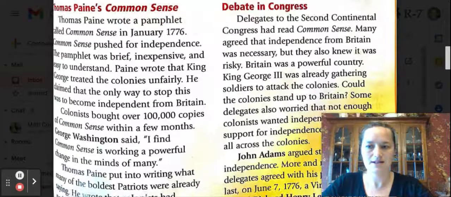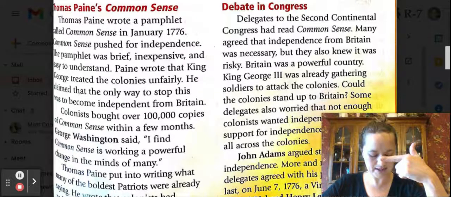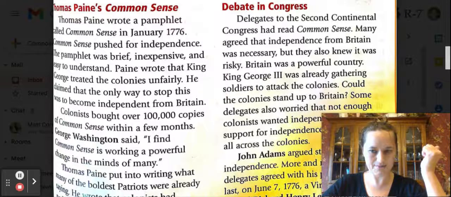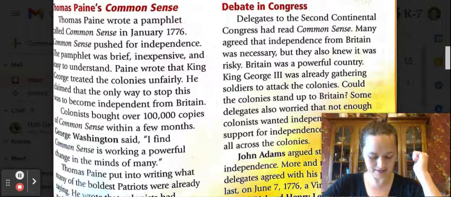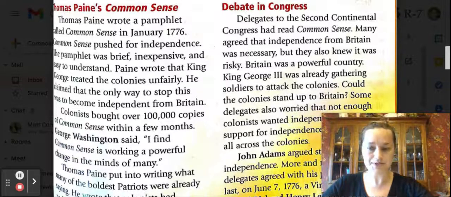Thomas Paine's Common Sense. Thomas Paine wrote a pamphlet called Common Sense in January 1776. Common Sense was published for independence. The pamphlet was brief, inexpensive, and easy to understand. Paine wrote that King George treated colonists unfairly. He claimed that the only way to stop this was to become independent from Britain. Colonists bought over 100,000 copies of Common Sense within a few months. George Washington said, "I find Common Sense is working a powerful change in the minds of many."